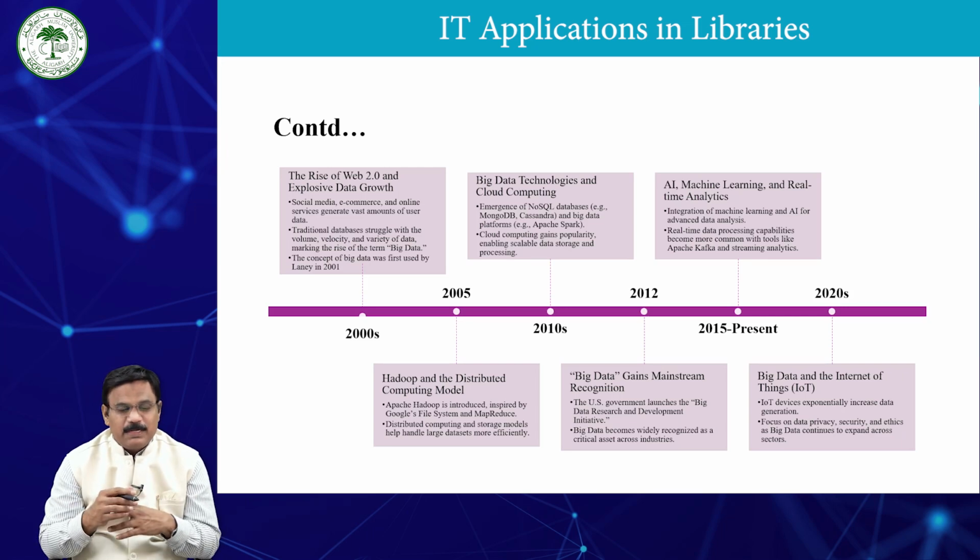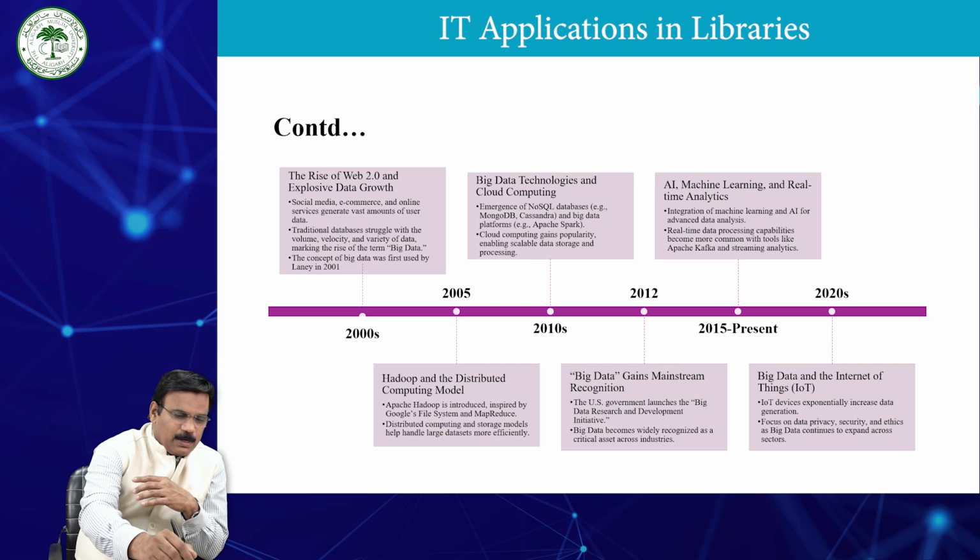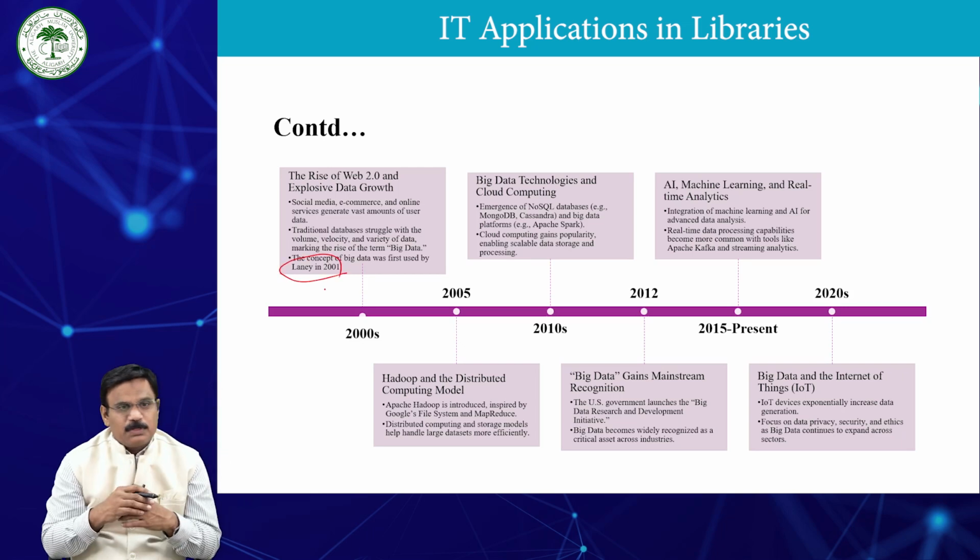The concept of big data was first used by Laney in 2001. In the year 2005, we had another development in the form of Hadoop and distributed computing models. Apache Hadoop was introduced, inspired by Google's file system and MapReduce. Distributed computing and storage models help handle large data sets more efficiently.